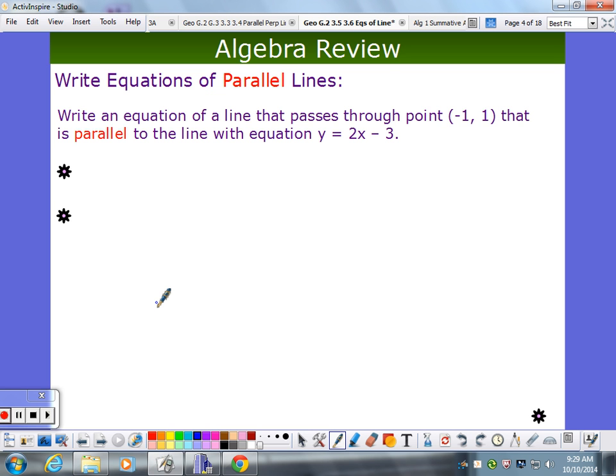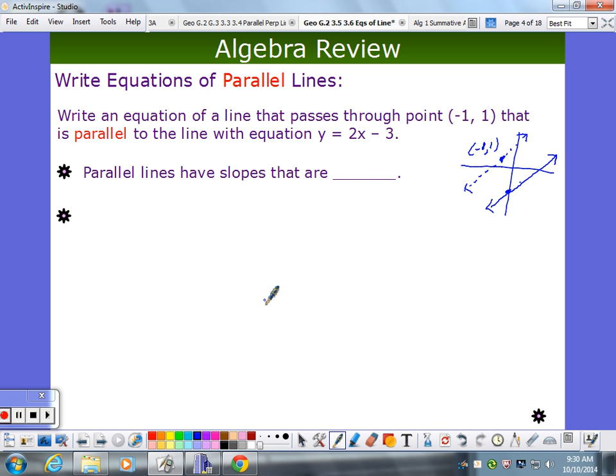Okay, so now we're writing equations of parallel lines. Again, we did this last year. We're going to write an equation of a line that passes through the point -1, 1 and is parallel to the line with this equation. So what am I actually doing here? Let me make a little sketch. I've got a line at y equals 2x minus 3. So I'm at -3, up to the right one, so I have some line that looks a little bit like this. And then at -1, 1, I want the equation of this dotted line. I want it to go through the point -1, 1, and I want it to be parallel to my given line. That's what I'm trying to find, the equation of this line right here.